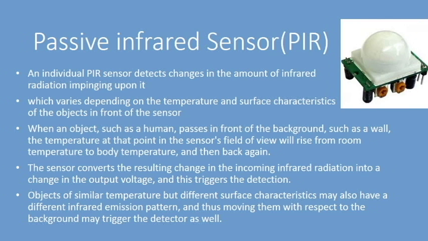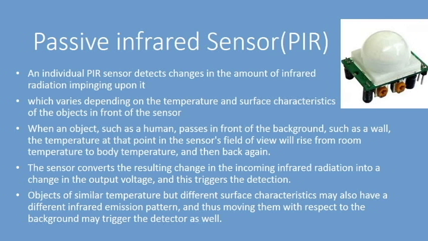Passive infrared sensor. An individual PIR sensor detects changes in the amount of infrared radiation impinging upon it, which varies depending on the temperature and surface characteristics of the objects in front of the sensor. When an object such as a human passes in front of the background such as a wall, the temperature at that point in the sensor's field of view will rise from the room temperature to the body temperature and then back again. The sensor converts the resulting change in the incoming infrared radiation into a change in the output voltage, and this triggers the detection.